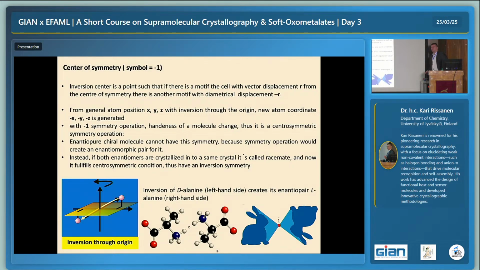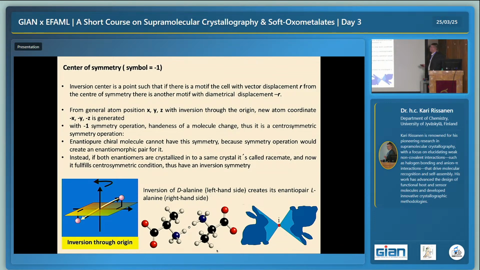Now, what happens when we have an additional symmetry, the first real symmetry element in there, which we call the center of symmetry, and its symbol is -1. So the minus here means the center of inversion, a center of symmetry. The inversion center is a point where there's a motif in the cell, with vector displacement r, and in the center the other motif has diametric displacement -r. So x, y, z becomes -x, -y, -z, meaning mirror image.